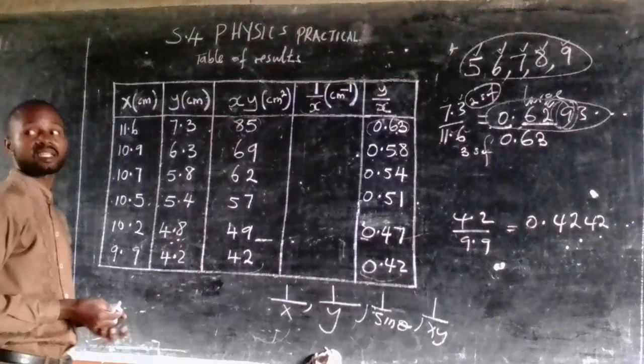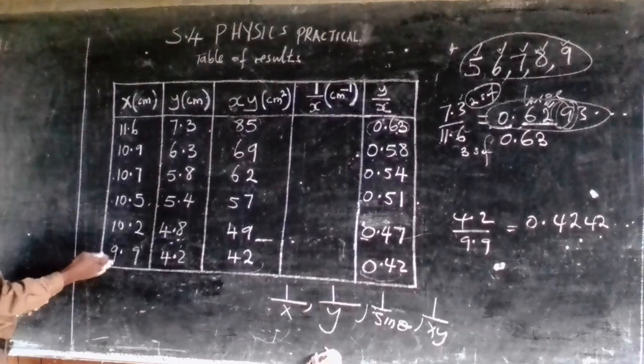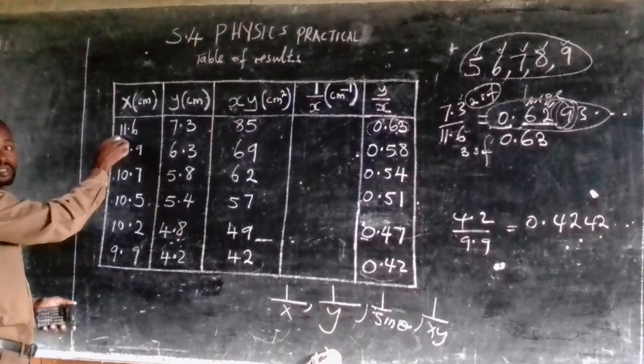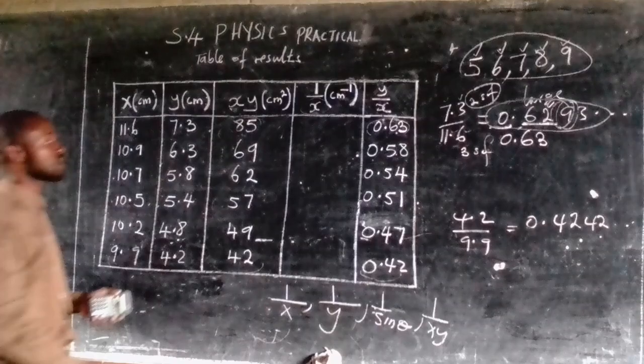Come to the column of x, this side, and choose the largest number. Coming this side, in this column of x, I'm seeing that the largest number is 11.6, right? Is it okay? Now, if that is the case, this is what I'm going to start with. There is no other confusion here. It's a matter of coming to this one and dividing.